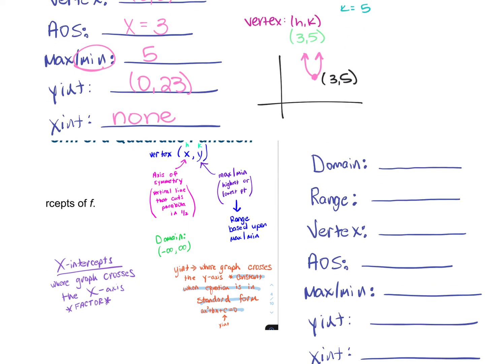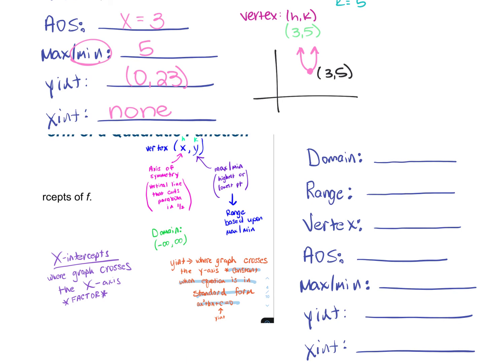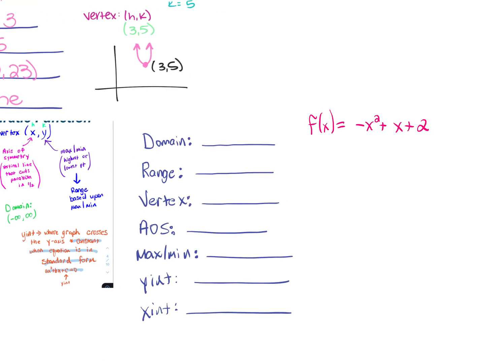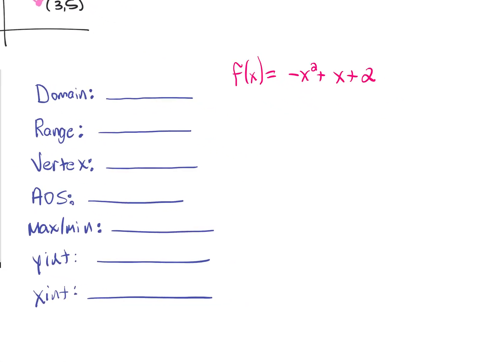The next example that we're going to look at, we're going to work with f of x is equal to negative x squared plus x plus 2. What's your a term from here? A is negative 1. What's your b? 1. And c? So now that we've gotten c, what's your y-intercept? 0, 2.